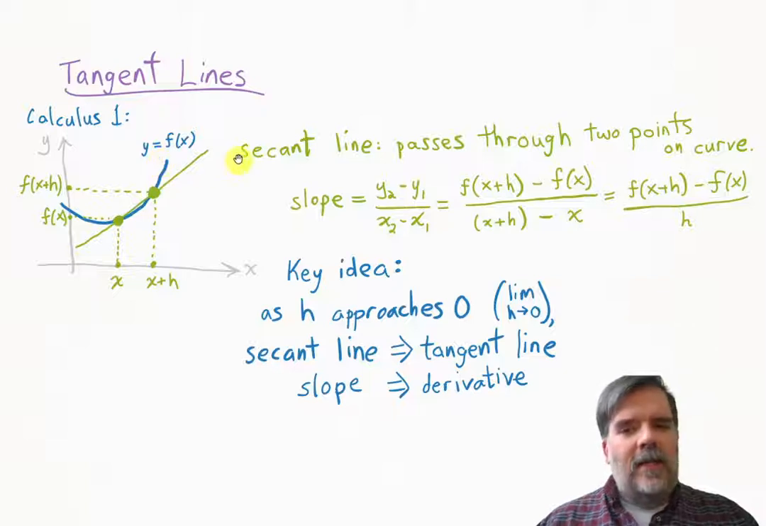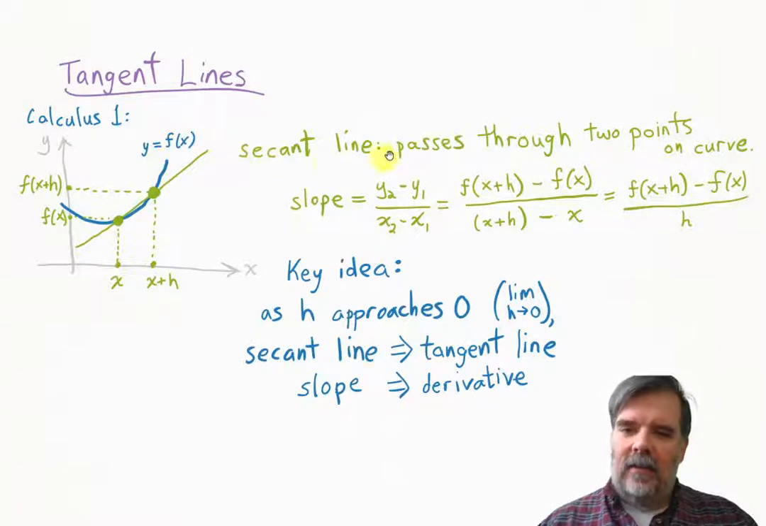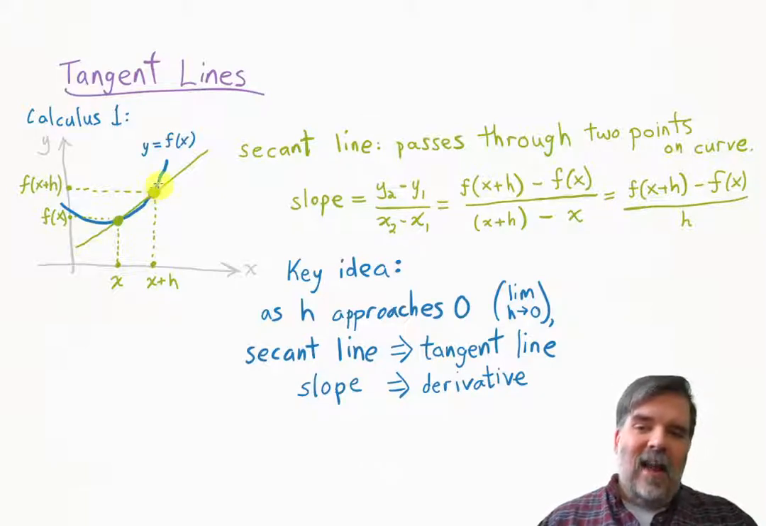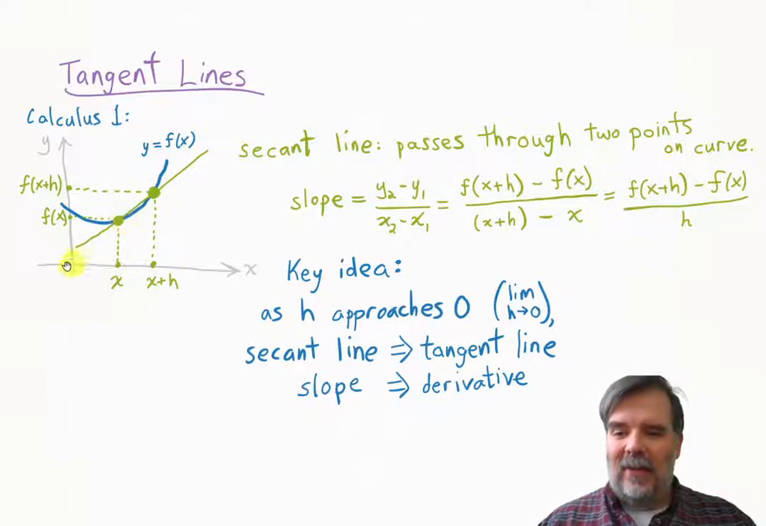Now it's pretty easy to calculate a secant line. A secant line is defined as a line that passes through 2 points on the curve. So you can pick your 2 points, maybe call them x1, y1 and x2, y2. You can calculate the slope between them, and then you can use one of those points to calculate the intercept.